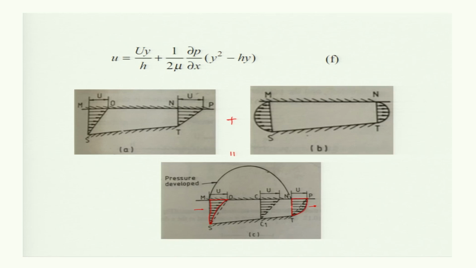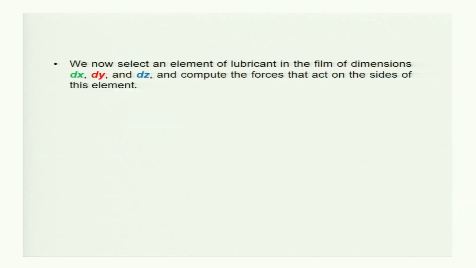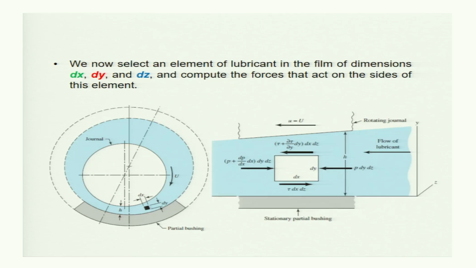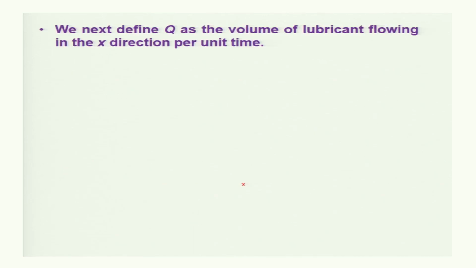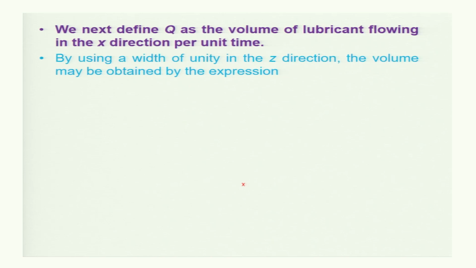Both will be the same. We now select an element of lubricant in the film of dimensions dx, dy, dz and compute the forces that act on the sides of this element. This is shown here. Next, we define Q as the volume of lubricant flowing in the x direction per unit time. By using a width of unity in the z direction, the volume may be obtained by the expression Q equals the integral from 0 to h of u dy.